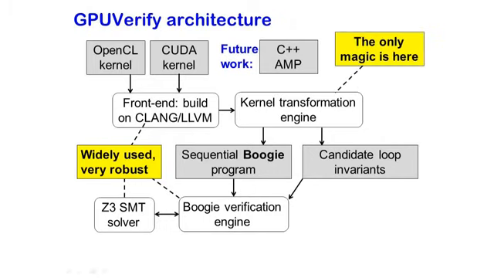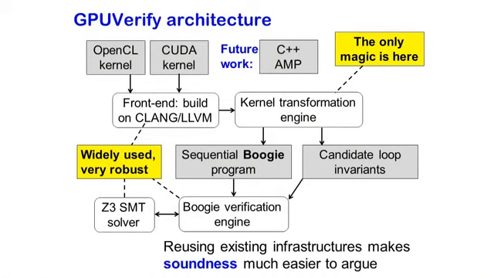So the only magic in our approach is in our kernel transformation engine. This is where we have to think very carefully and do soundness proofs to make sure that our argument for why verifying our sequential program allows us to conclude properties of our kernel is sound and that there are not problems in our kernel transformation engine. But we don't have to worry about all the many intricacies of building a front end and building a verifier for a sequential programming language.